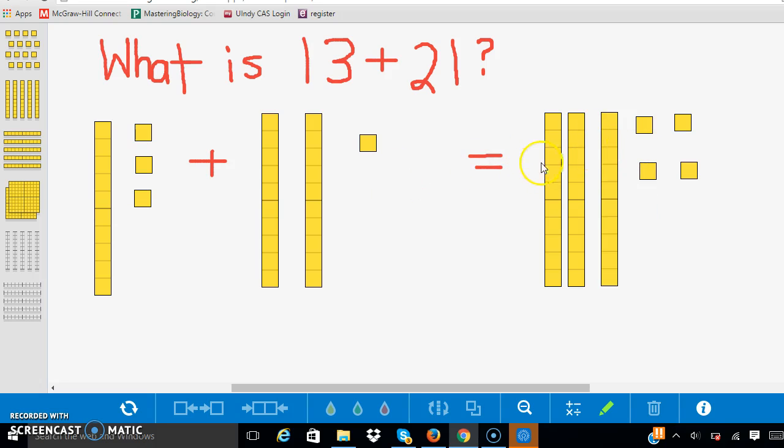So when we're finding 13 plus 21, we can count it up at the end as 10 plus 10 plus 10, which is 30, and then 1, 2, 3, 4. So, what is 13 plus 21? We found out that that was 34.